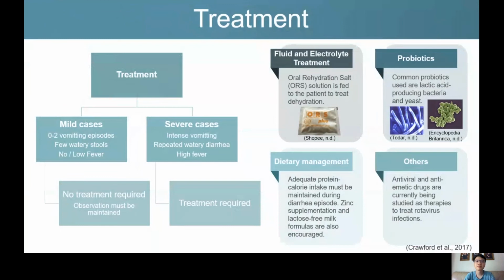How is rotavirus treated? Treatment is only required in severe cases with intense vomiting, repeated watery diarrhea, and high fever. Treatment is done through fluid and electrolyte therapy, where oral rehydration salt containing glucose and several salts is fed to the patient to treat dehydration. Probiotics are also used, including lactic acid producing bacteria and yeast.